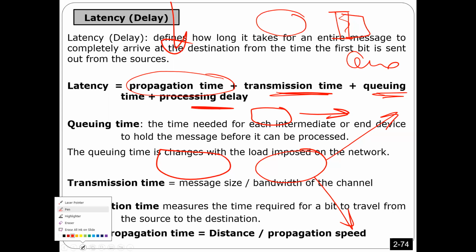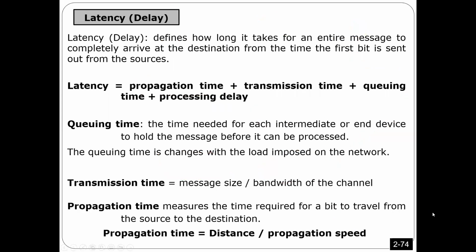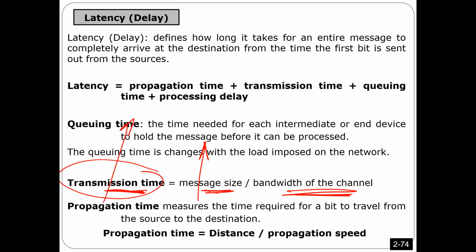So let's talk about two delays here. One is the transmission delay. The transmission delay is the message size, how big the message is, divided by the bandwidth of the channel. So the bigger the size of the message, the more time the transmission delay is going to take. Also bandwidth: the lower the bandwidth, the higher the transmission time. So the bigger the message, the longer the transmission time, and lower bandwidth means bigger transmission time.